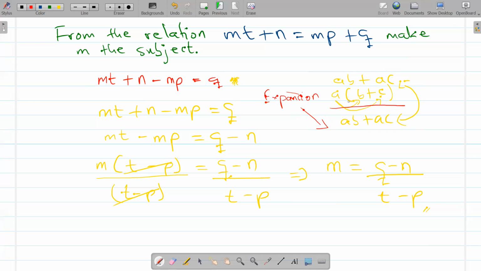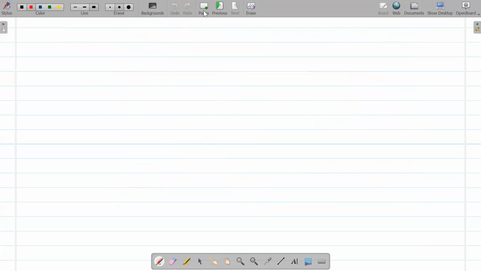Okay, so I'll let you try the next example where you make P the subject of the relation 3t minus PQ is equal to 2 into brackets P plus L. Sorry, make P the subject.